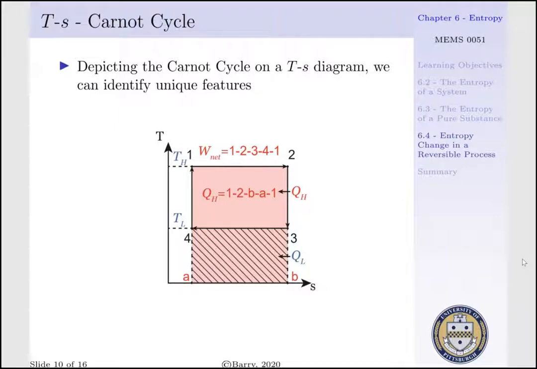Additionally, our heat supplied is the area under our curve from going from 1 to 2. That is, QH can be visualized as the red shaded region beneath the line going from state 1 to state 2. Our heat rejected, QL, is the dashed region beneath the line going from state 3 to state 4. And our work is the difference of our heats. That is, our work is the area enclosed by the box going from state 1 to 2, 2 to 3, 3 to 4, and 4 to 1.